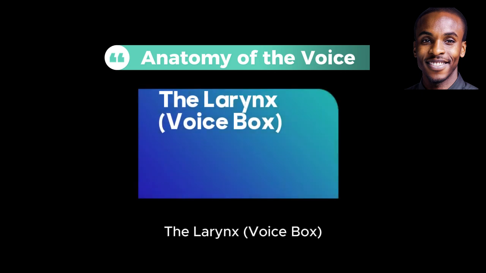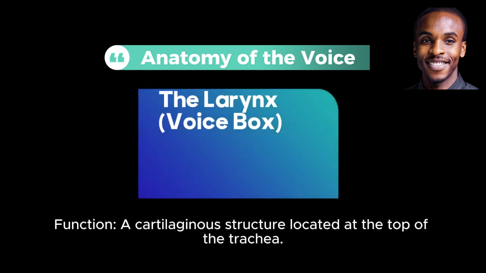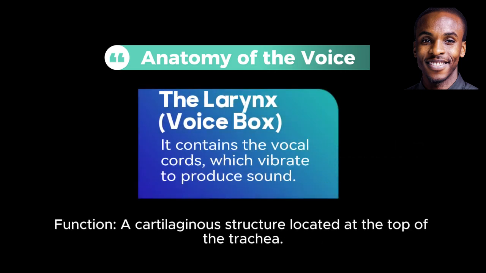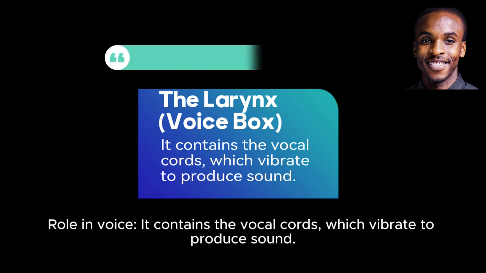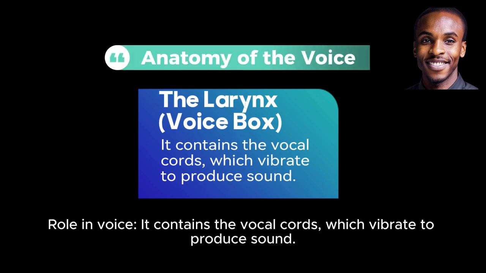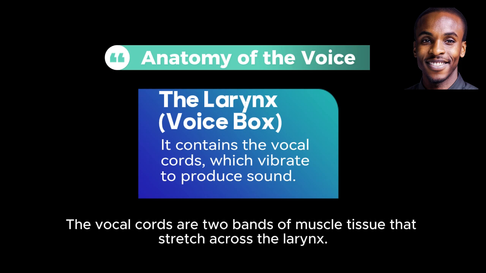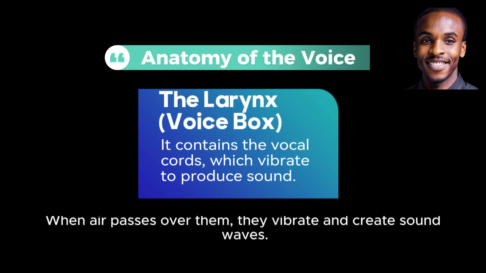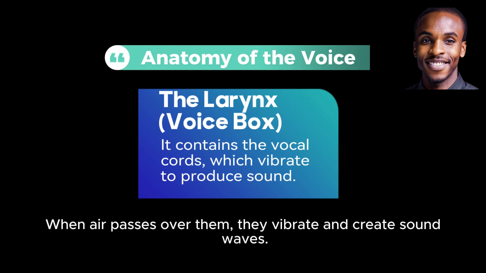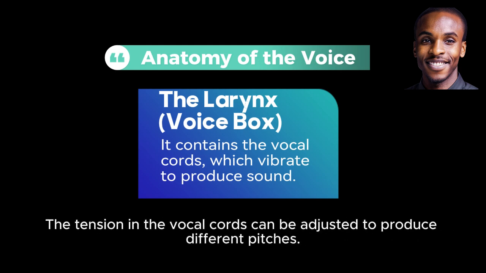The larynx, or voice box. Function: a cartilaginous structure located at the top of the trachea. Role in voice: it contains the vocal cords, which vibrate to produce sound. The vocal cords are two bands of muscle tissue that stretch across the larynx. When air passes over them, they vibrate and create sound waves. The tension in the vocal cords can be adjusted to produce different pitches.